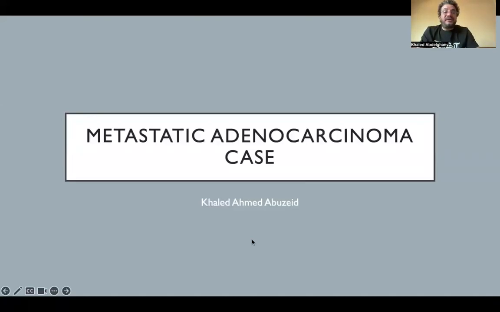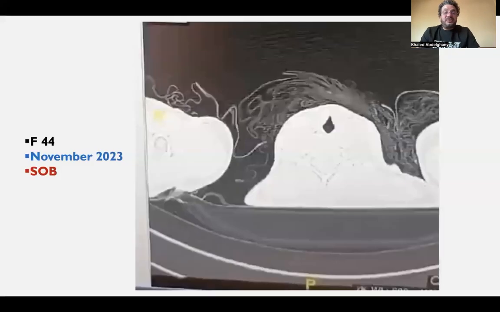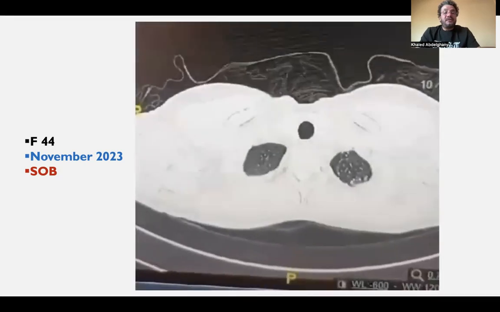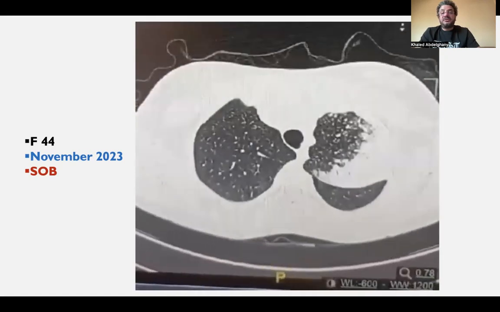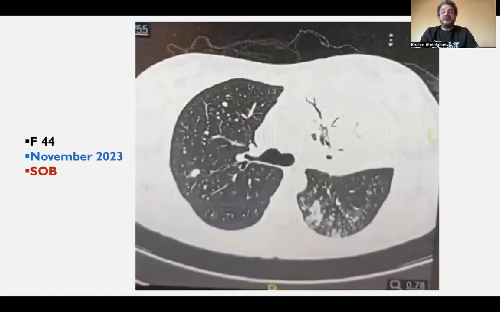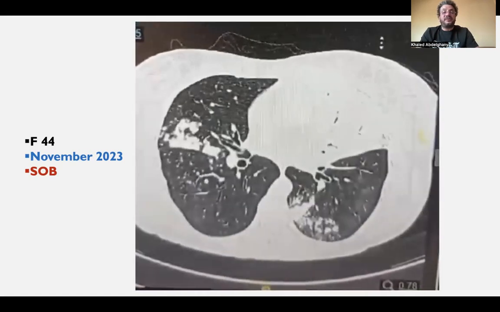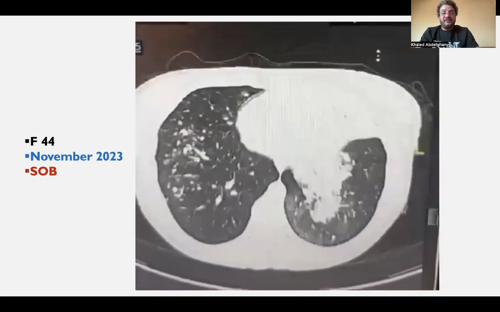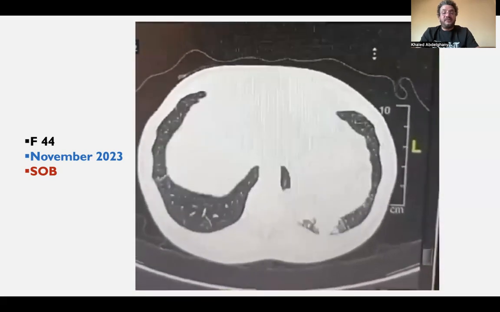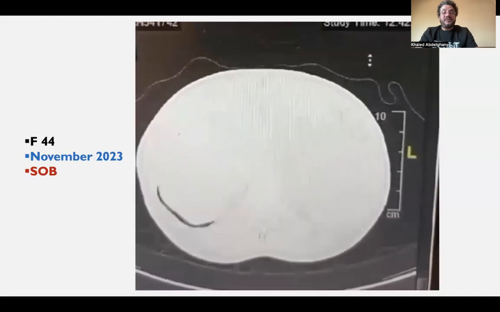Here we have an interesting case of metastatic adenocarcinoma. I received this case from a colleague working in a different hospital. The patient is a female, 44 years old, scanned in the first week of November. The scan shows multiple areas of consolidation with effusion seen in the left upper lobe, right middle lobe, and left lower lobe. She was complaining of shortness of breath.